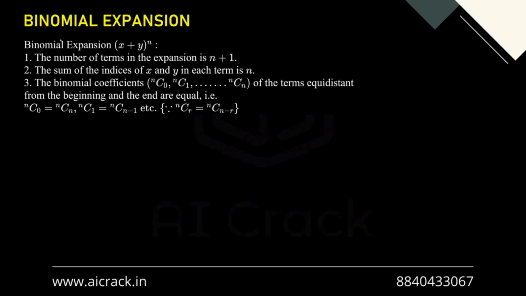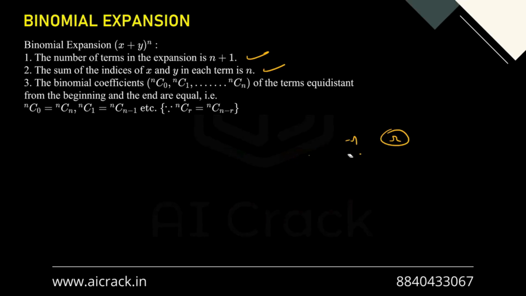Now let's review some properties of binomial expansion (x + y) raised to power n. The number of terms in the expansion is n + 1. We have already talked about it. The sum of the indices of x and y in each term is n. This is important. If I am writing T(r+1), that would be nCr · x raised to power n − r · y raised to power r. So if you add the indices of x and y, you'll get n as the answer for every single term. The binomial coefficients nC0, nC1 of the terms equidistant from the beginning and the end are equal.